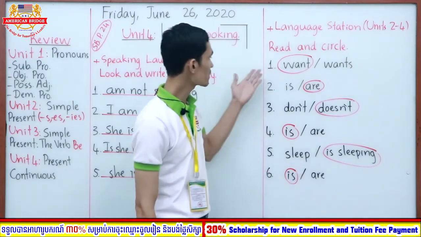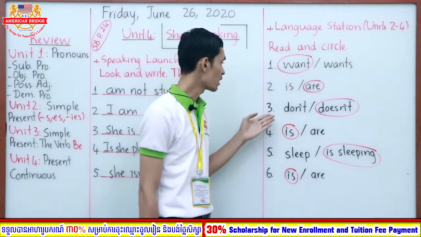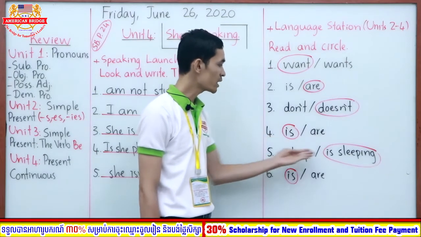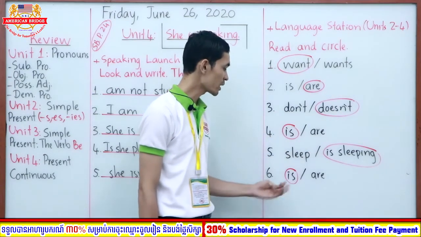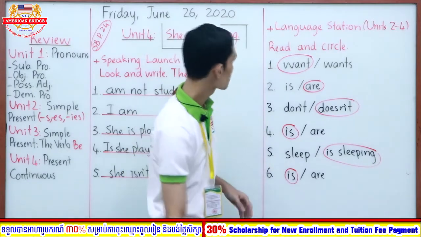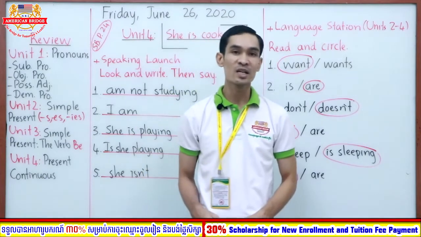Okay, here are the answers. Number 1, want. Number 2, are. Number 3, doesn't. Number 4, is. Number 5, is sleeping. And number 6, is. So this is the end of our exercises and also the end of our session.